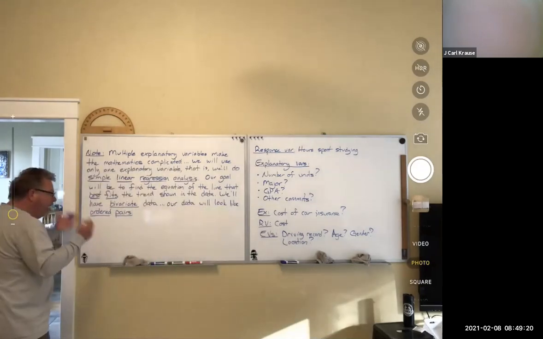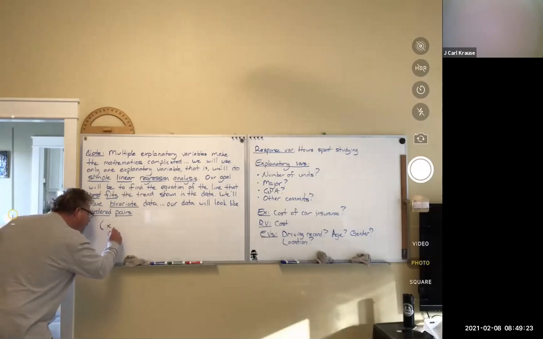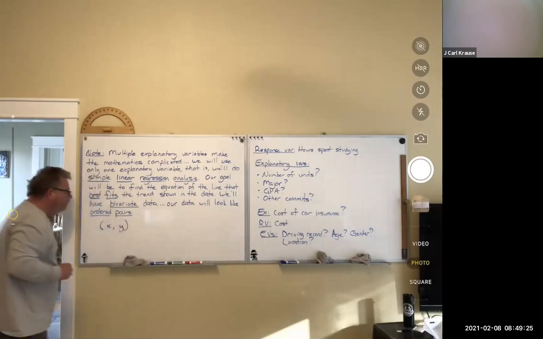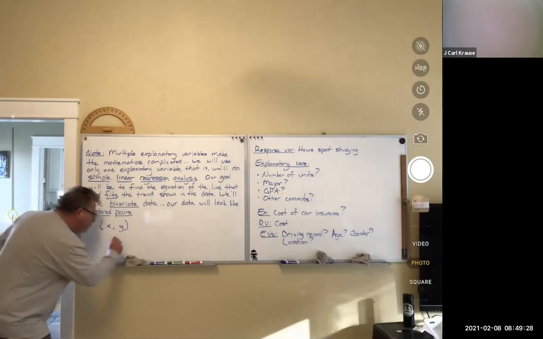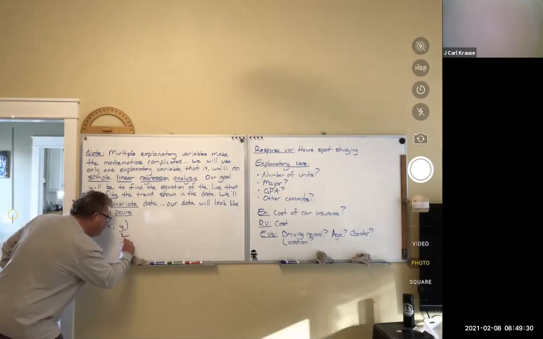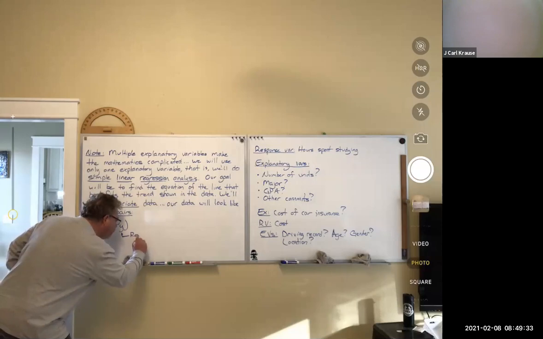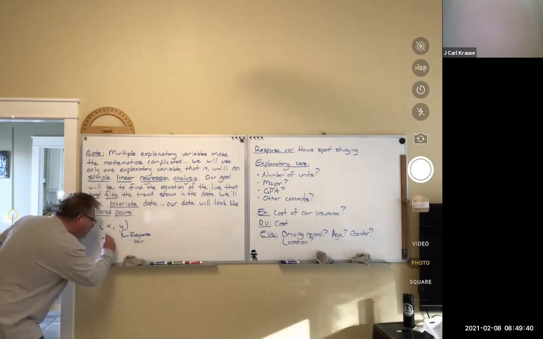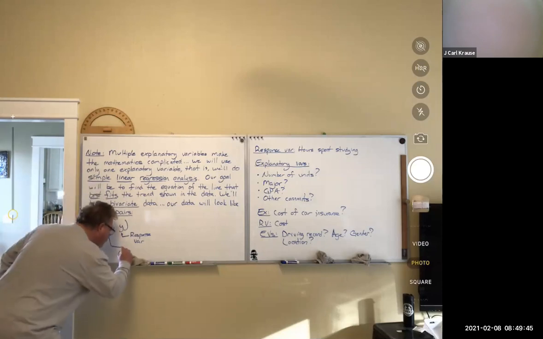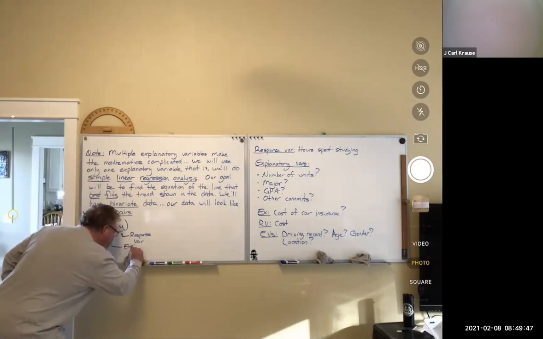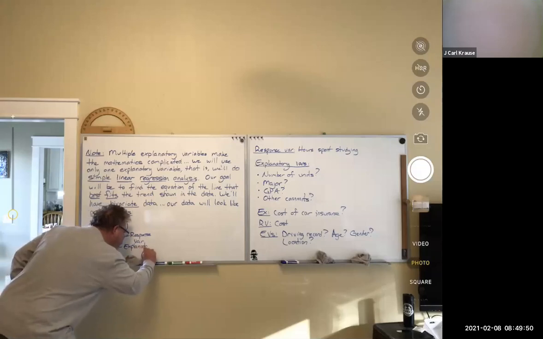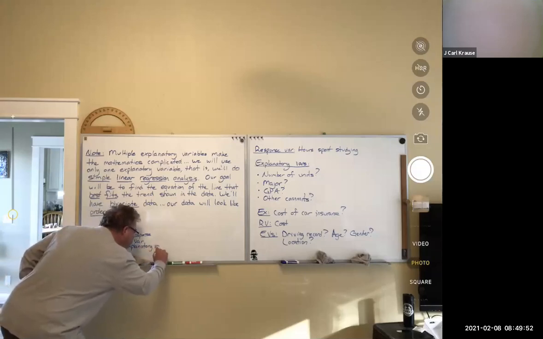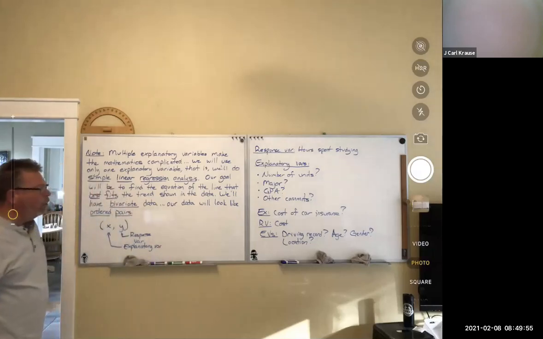So every one of our data values will consist of a pair of numbers, and this second number is going to be the response variable, and the first number is going to be a value for the explanatory variable.